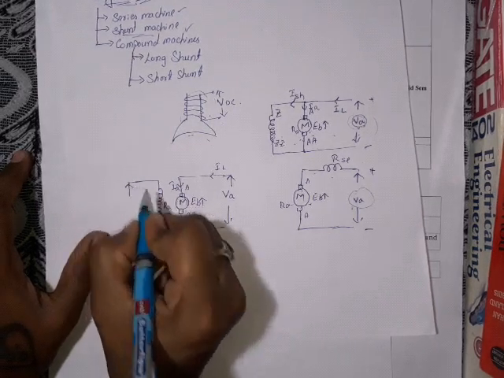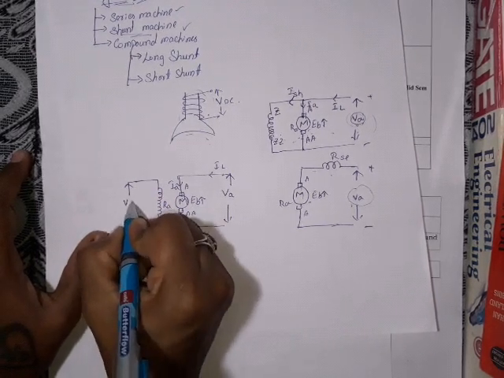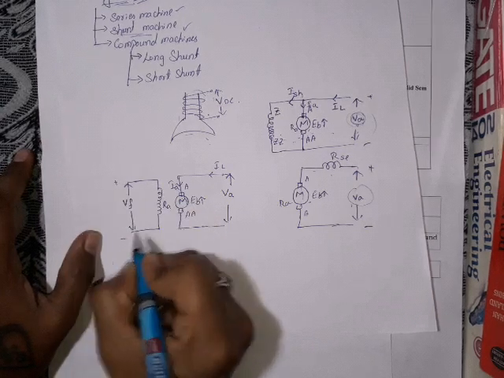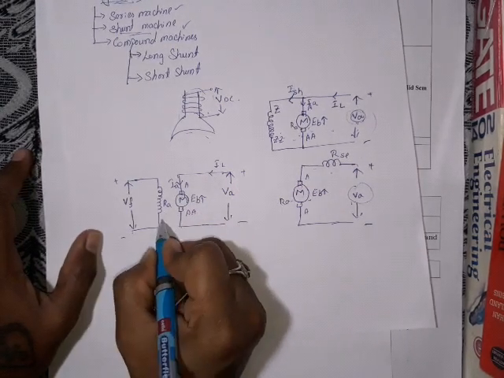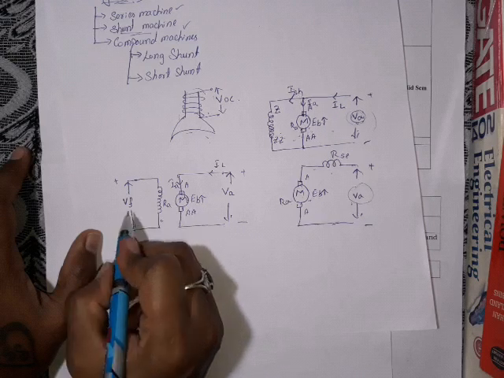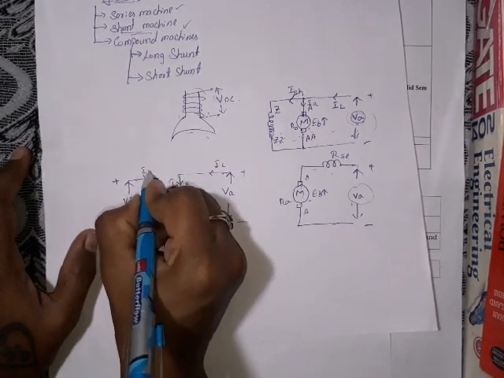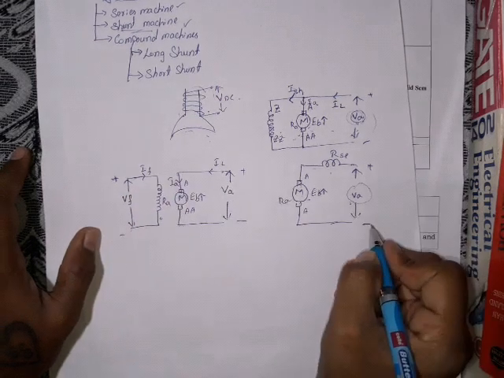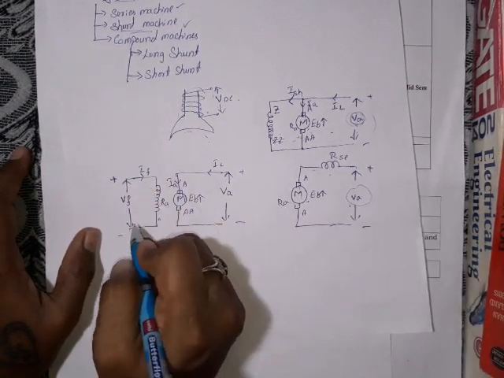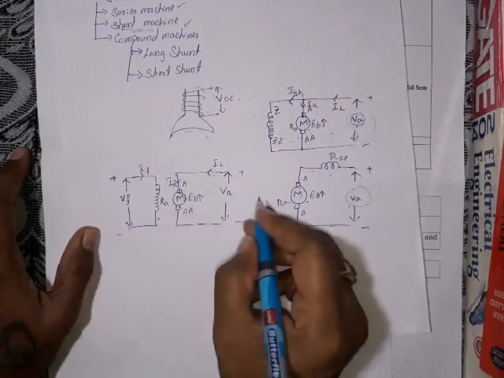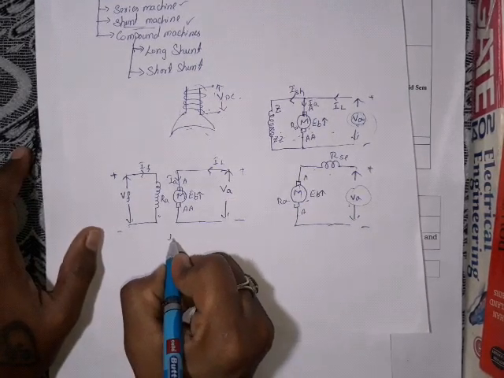Here we are going to give another supply, that is VF. Why I'll call it VF? Because this is the supply given to the field winding. That's why it is VF. So this is going to take the current IF, field current.